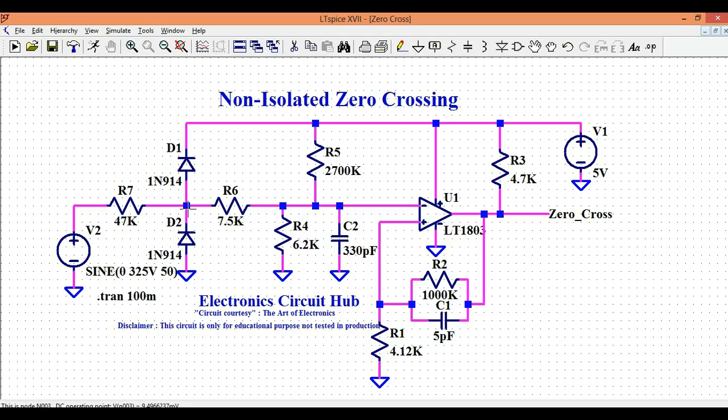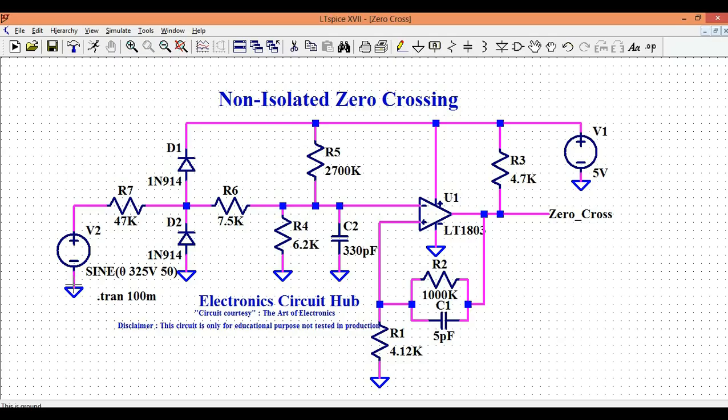You can sense this zero crossing when you have a non-isolated power supply, when your microcontroller is sitting at the same logic level as your sine signal. Let's say this is line and this is neutral, and your entire circuitry on the board has to sit with reference to the neutral. Otherwise this circuit is not going to work. I got this circuit from the book Art of Electronics, and it is completely for educational purposes. I haven't tested or built it in production.